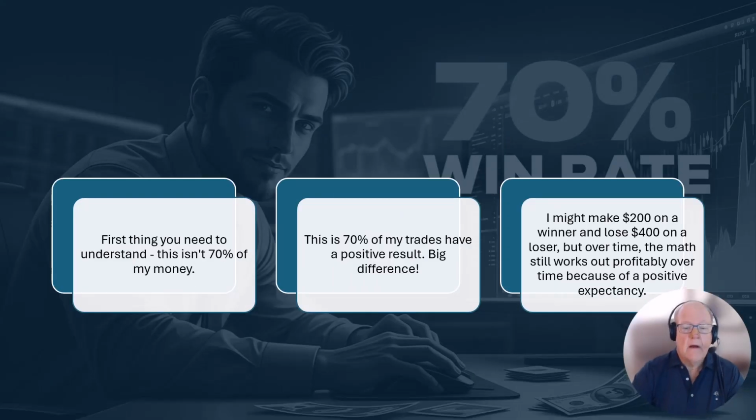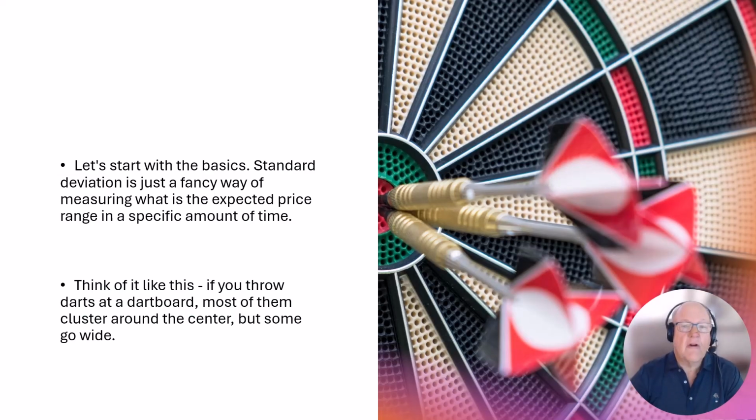First thing you need to understand is this isn't 70% of my money. This is 70% of my trades have a positive result. I might make $200 on one trade. I might lose $400 on another trade, but over time, the math still works out probabilistically and profitably because of positive expectancy.